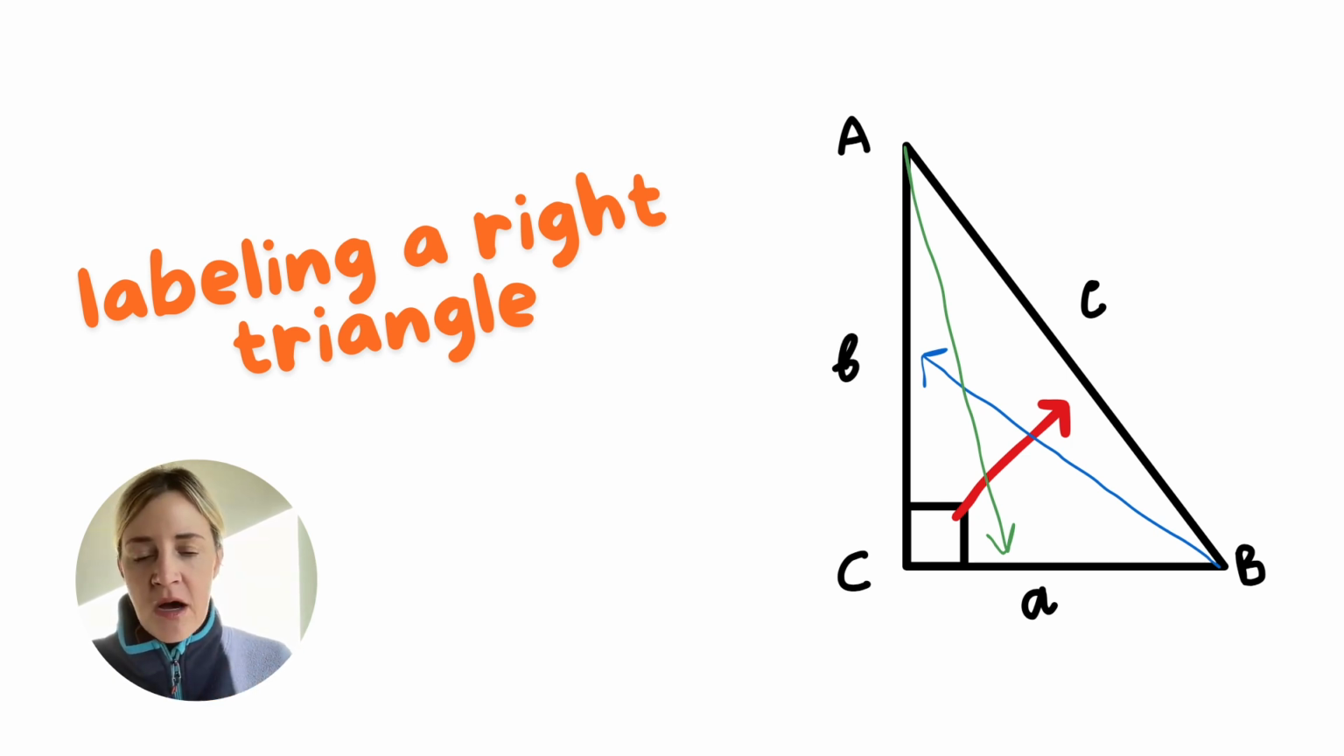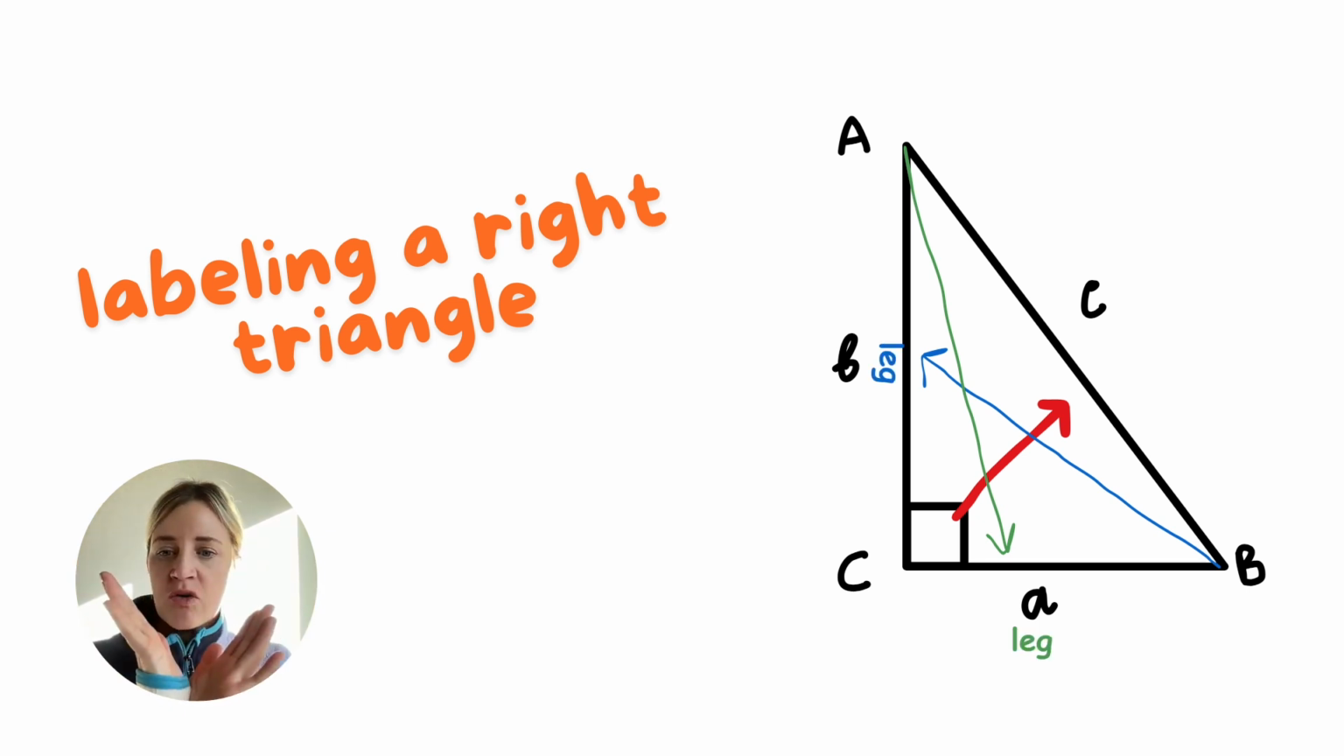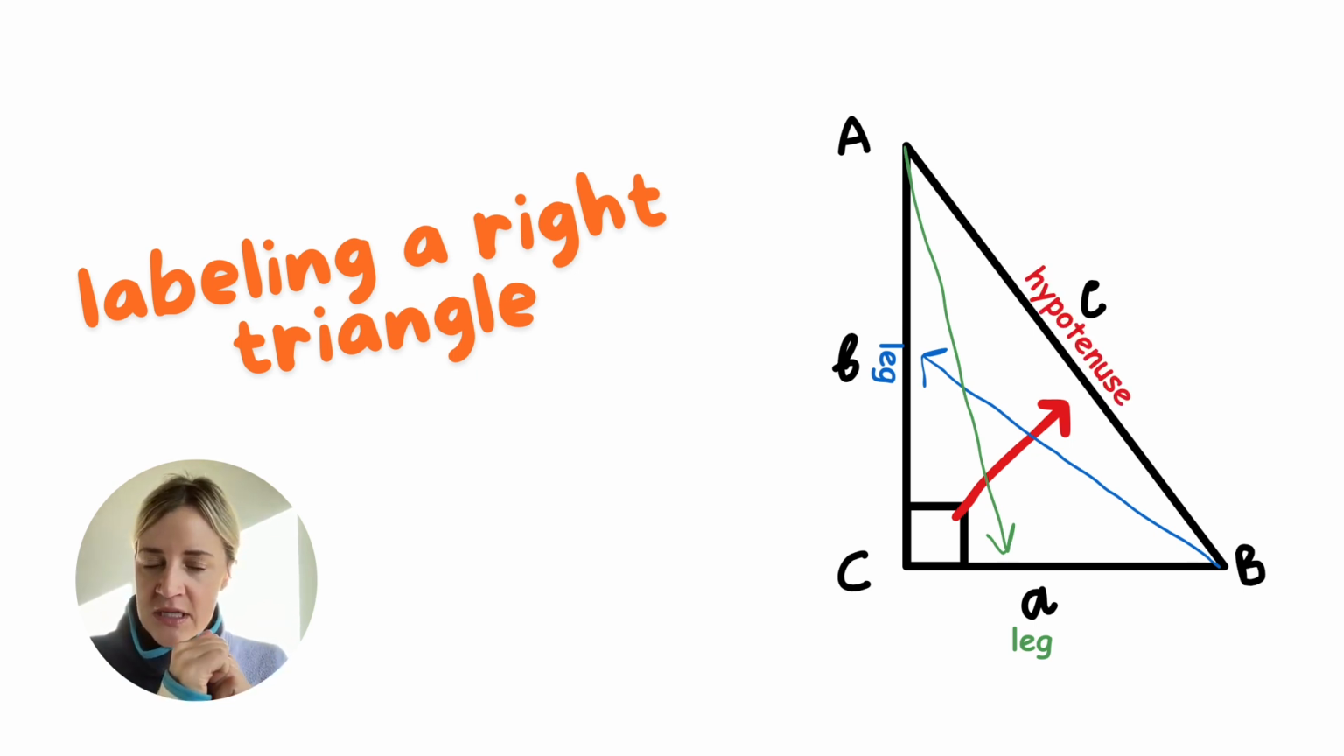A key thing to also remember is always in a right triangle, you have two sides, we call those legs, and your longest side is the hypotenuse, and that is the one always across the 90. So in this case, side C or side AB, that is going to be your hypotenuse.